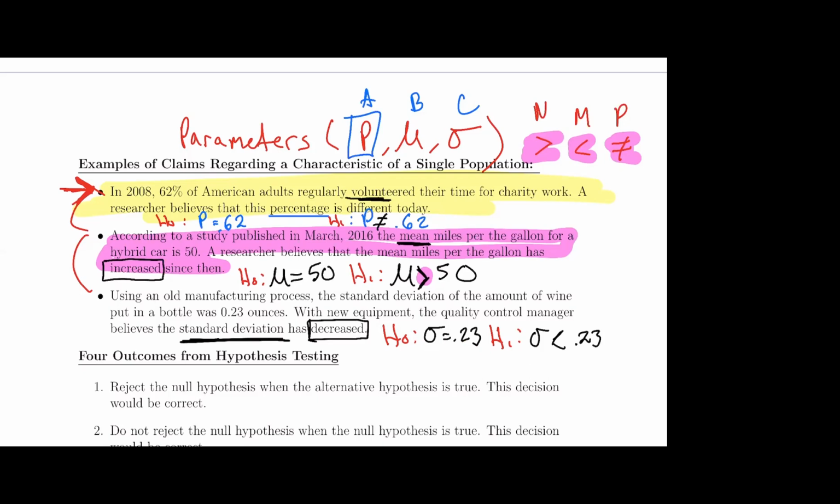So that's how you come up with your null hypothesis and your alternative hypothesis. So the first thing you want to always look for is which parameter you are testing. Once you figure out which parameter you are testing, then you want to see: are we testing to see if it's the same, greater than, less than, or not equal to? Okay. Any questions in regard to that?